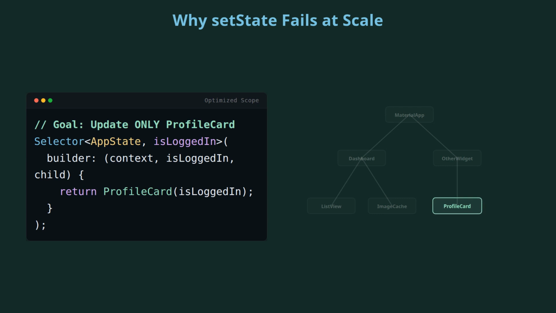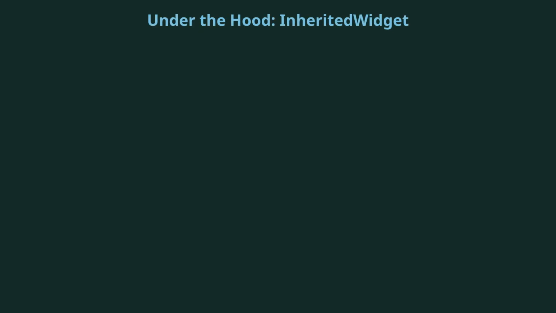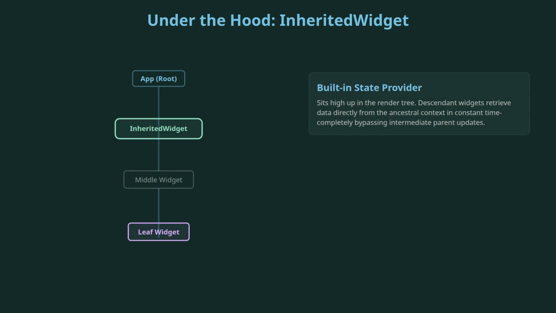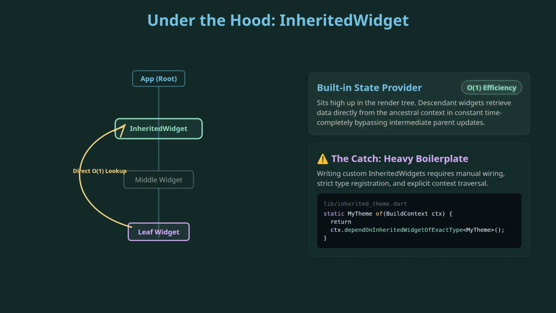We need a way to surgically update only the widgets that depend on our state without rebuilding the world. Flutter actually has a built-in solution for this architectural problem called InheritedWidget. It sits high up in your tree, and any descendant widget can look up and grab a reference to it in constant O(1) time using the build context. It is incredibly efficient because it leverages Flutter's element tree.